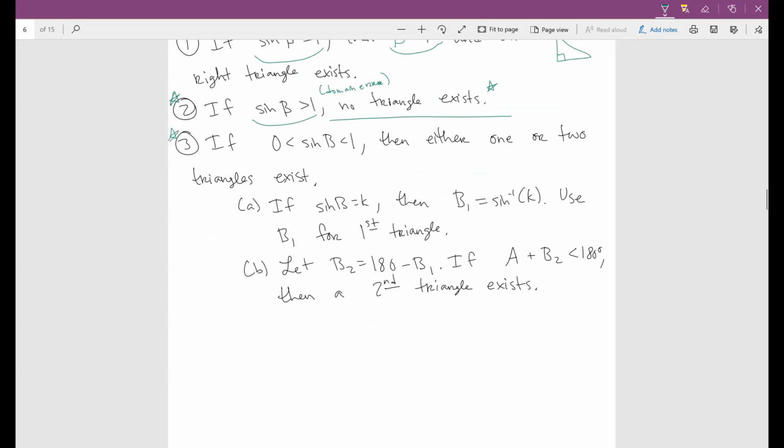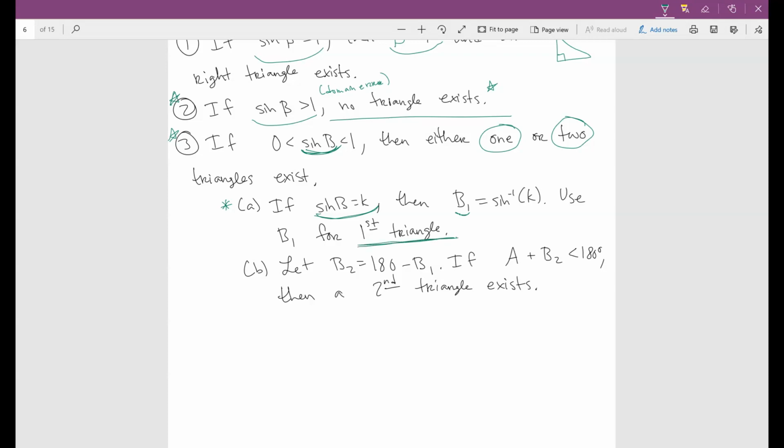The third one says that when you calculate the value of sine B, you end up getting a number between 0 and 1. Then you have two cases: either one triangle is going to exist or two triangles are going to exist. If one triangle exists, how am I going to figure it out? First, sine B is equal to k, some value k. I'm going to find the angle by taking the inverse sine. That's going to be the measurement for the first triangle.